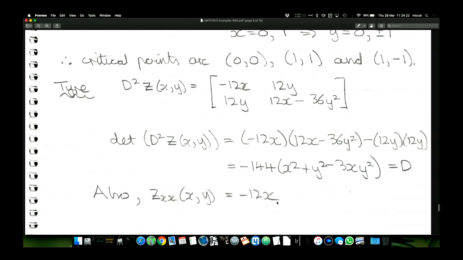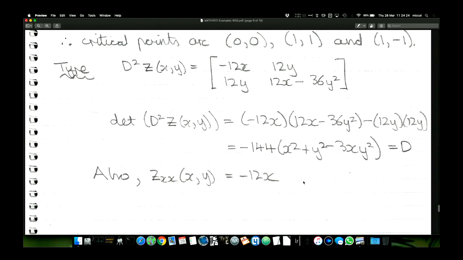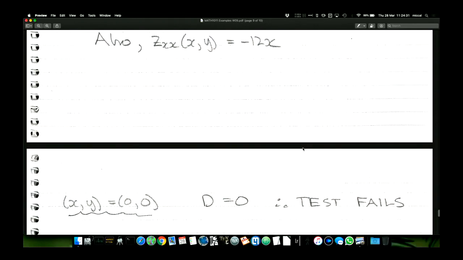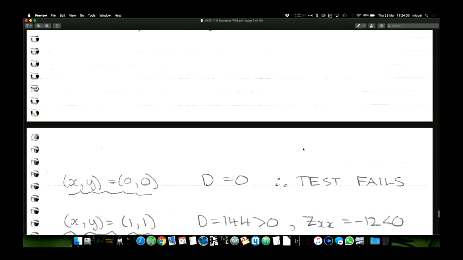And then I just check each point. Right? And you don't have to factorise this thing, I've just done this to make life easier. At (0, 0), I get the determinant 0, the test fails, end of story. Right? No first derivative test to fall back on here.